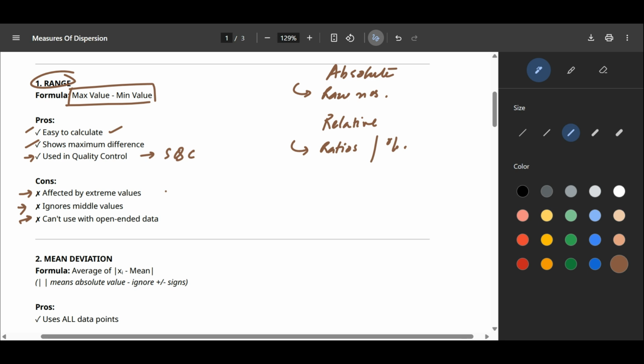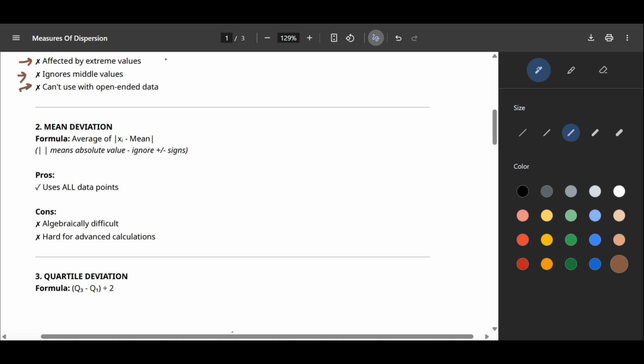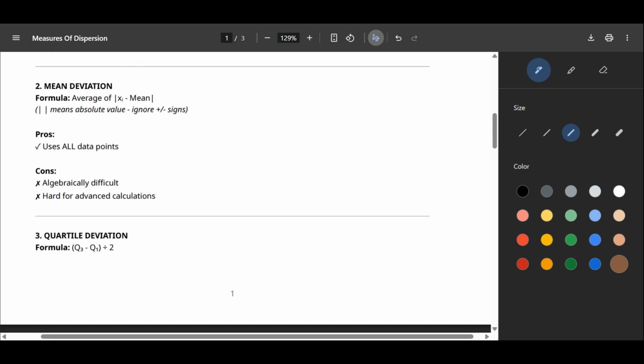So the range is like getting the gossip from only two people in a huge party. You get some info, but you're missing the whole story, right? Now, coming to the next one, the compromiser, mean deviation. To fix the problem of ignoring the middle values, we have the mean deviation.